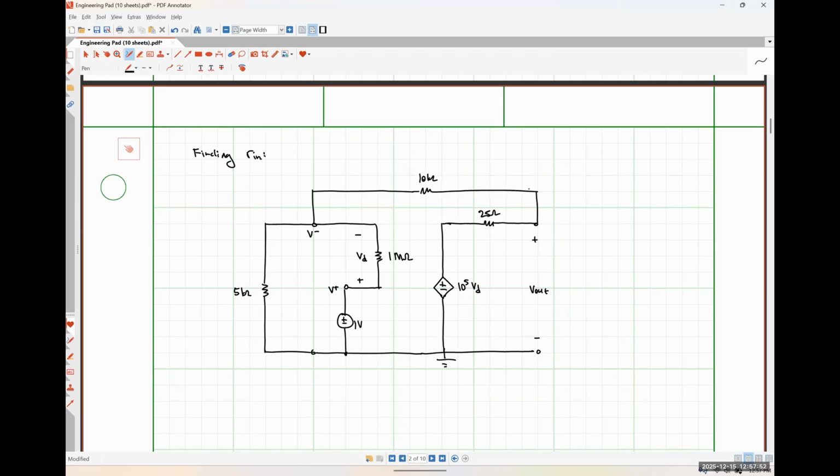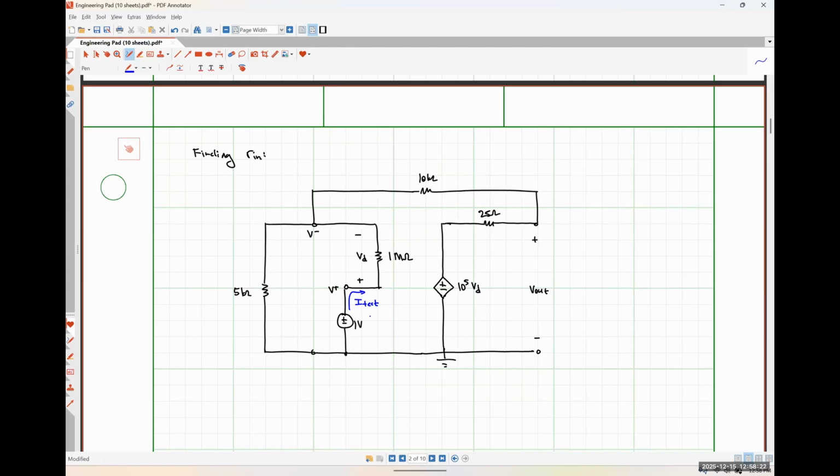And ultimately, what we're trying to find here is this current, which I'm going to call I test, because the ratio of that test voltage, 1 volt, divided by I test will be the resistance seen looking into the input terminals of our system. We okay with that? So just using the test source method to find the resistance of this node.